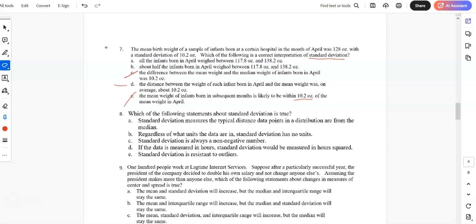No, definitely not that. About half the infants born in April weighed, that we don't know. All the infants born, it's not like a margin of error, so it's got to be D. And that's pretty close to typical difference or distance from the mean.